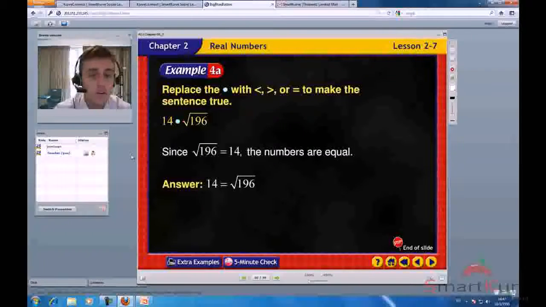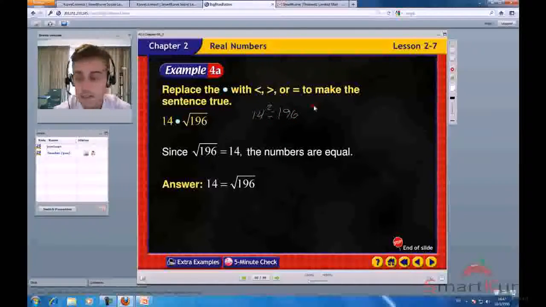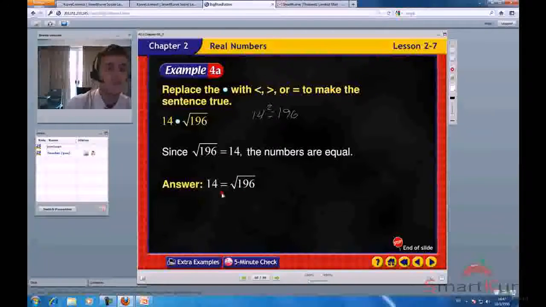Replace the dot with greater than, less than, or equal to make the sentence true. 14 and root 196. Well, the root of 196 is 14. 14 squared equals 196. So we know that 14 equals root 196. They are the same. Root 196 is 14.